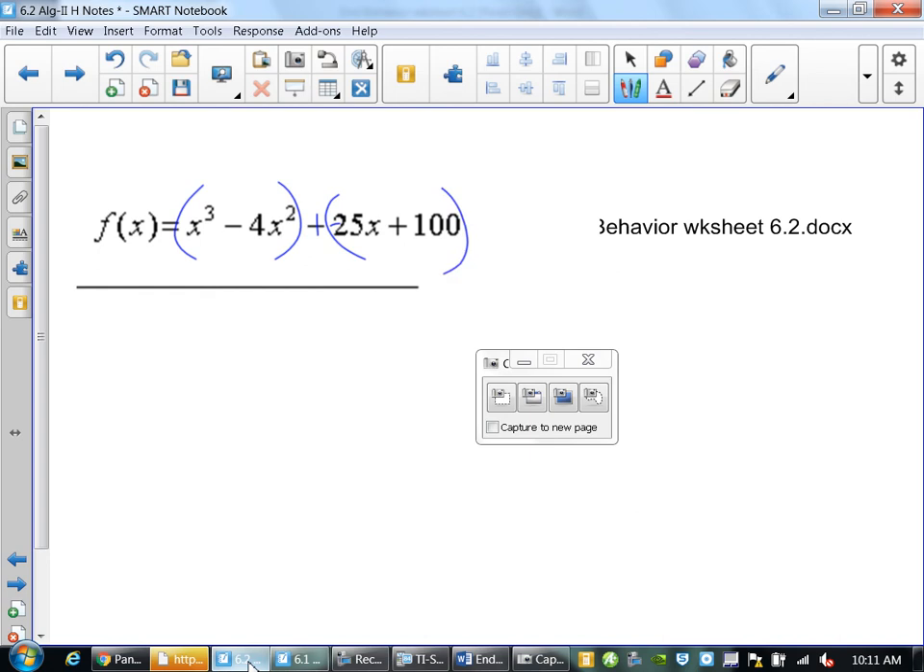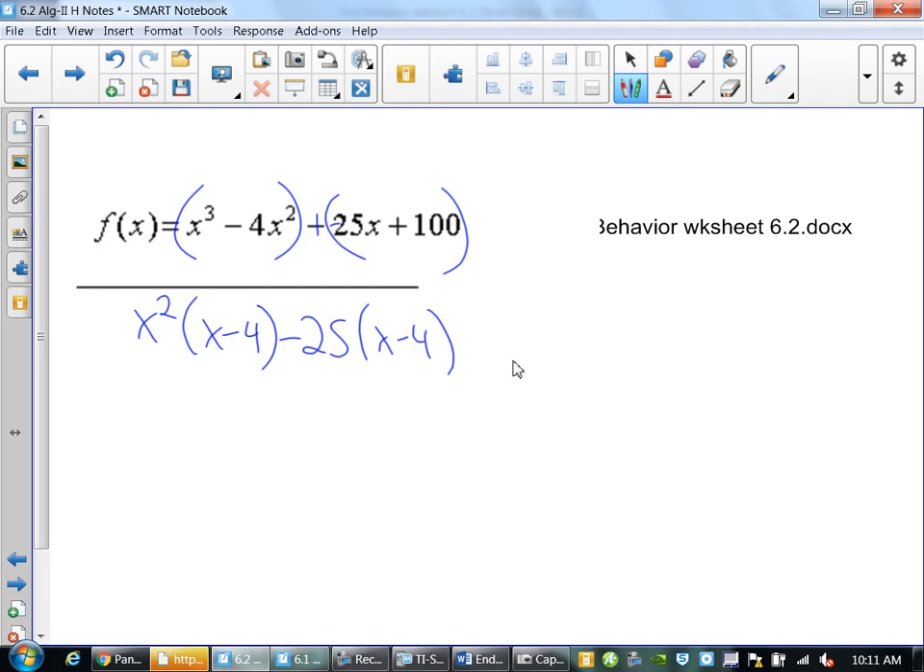What's my GCF of x cubed minus 4x squared? x squared. So I take out the x squared. I'm left with x minus 4. What's the GCF of the 25x and 100? 25. Take out the negative 25, and I get x minus 4. So now I have x squared minus 25 times x minus 4, all equaling 0.